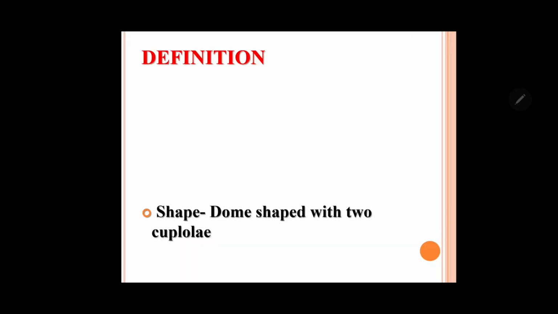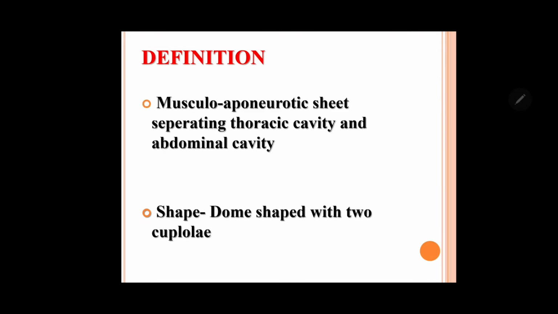So the diaphragm is a muscular partition separating the thoracic cavity from the abdominal cavity. It divides the trunk into two parts, and not only does it separate the cavities of the trunk, but it also separates the disorders of the thoracic cavity from the disorders of the peritoneal or abdominal cavity. Coming to definition, it's a musculo-aponeurotic sheet separating the thoracic cavity and abdominal cavity.